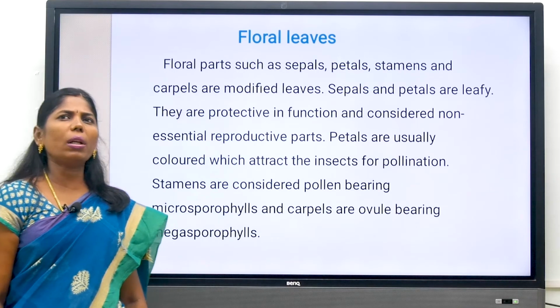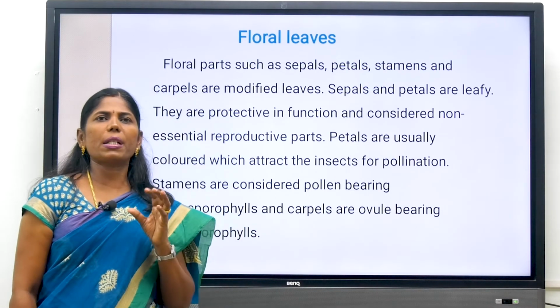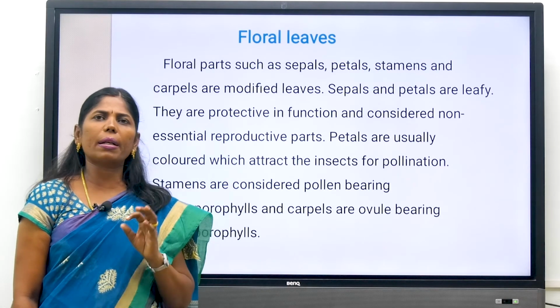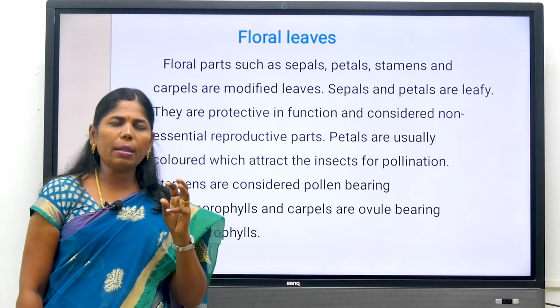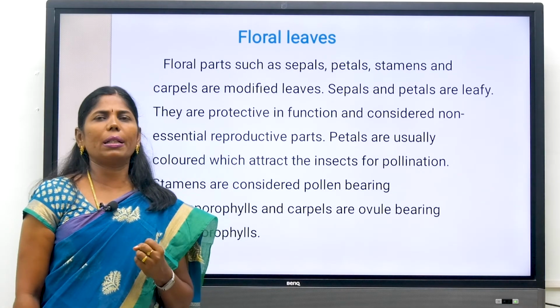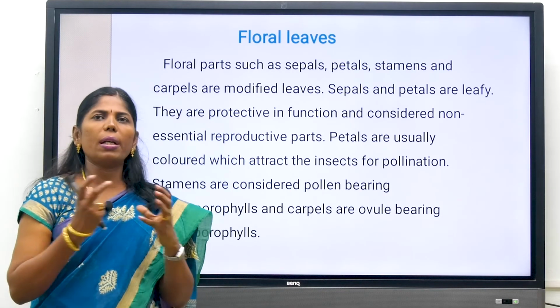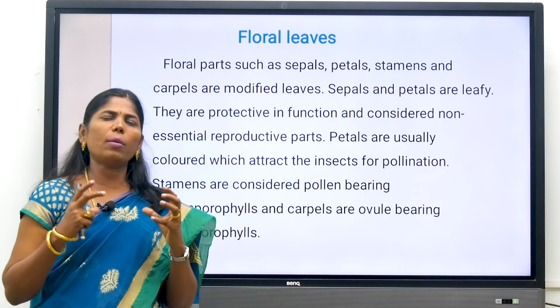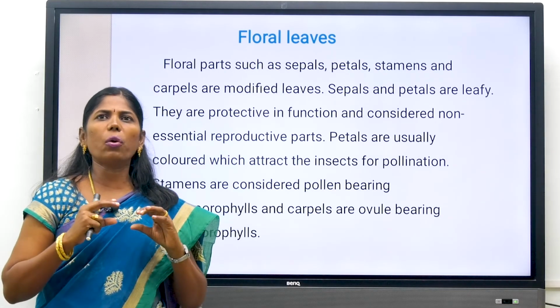Next one is floral leaves. What are considered floral leaves? Ordinary leaves we call foliage leaves, which are green in color. So what about the floral leaves? The leaves in the flower. How many whorls are there in a flower? It consists of 4 or 5 whorls. The first whorl is the calyx. The second whorl is the corolla. Both are considered floral leaves.